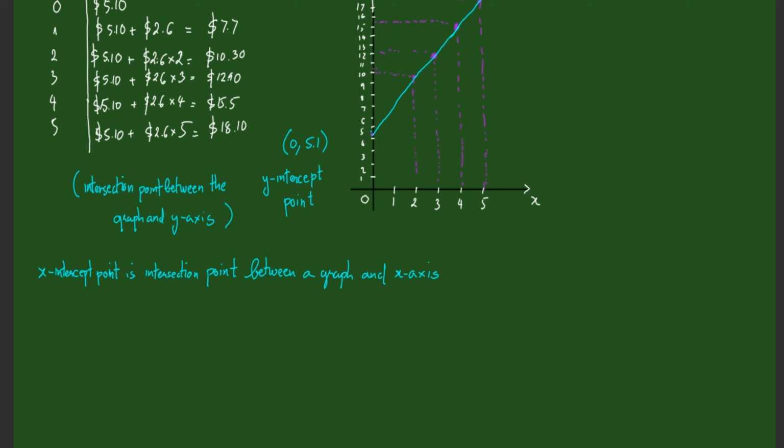So over here, I'm going to put the distance, because x is the distance. I don't need to put it for y because you know y is the cost. Alright, so that's the graph, and that's the definition of x and y intercept.